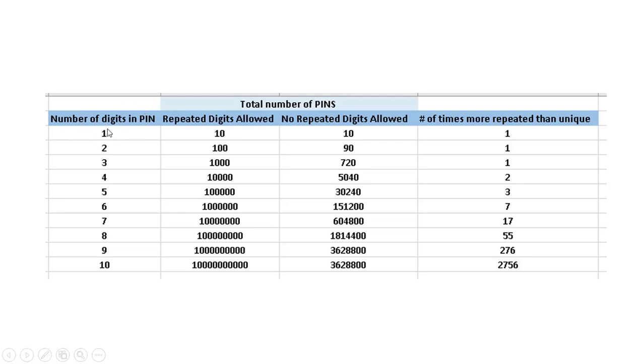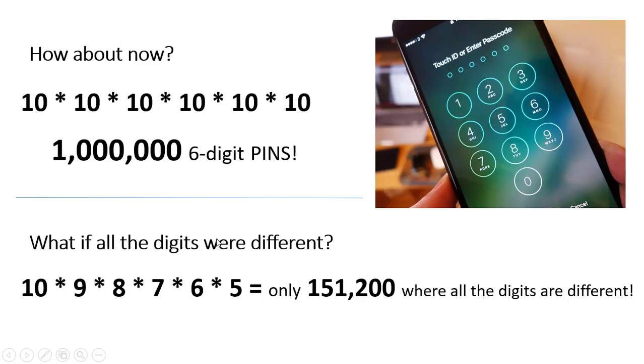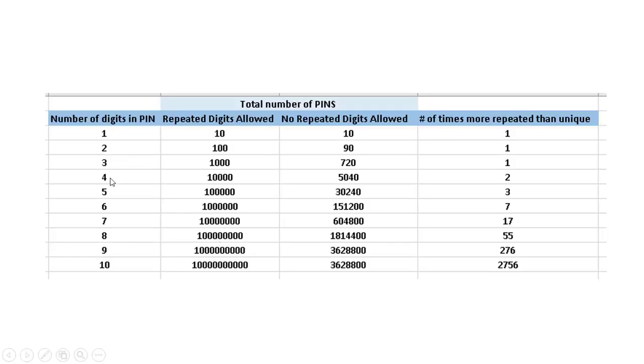So what I did was I made a table from a 1-digit pin up to a 10-digit pin. And then I figured out how many possible ways you could have a 1-digit pin, a 2-digit pin, a 3-digit pin, if you could repeat digits or if you couldn't repeat digits. I just did the same math we just did back on this slide, except I let the number of digits in the pin change. Some of these numbers are going to look familiar. For example, there were 10,000 possible 4-digit pins, and there were 1,000,000 possible 6-digit pins. If we have all the digits be different, though, there are 151,200 6-digit pins. We didn't figure this one out, but there are 5,040 unique-digit pins when there's 4.